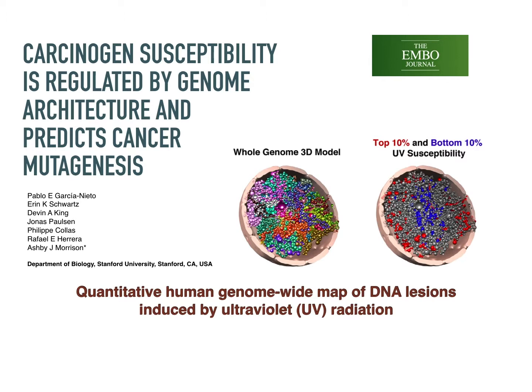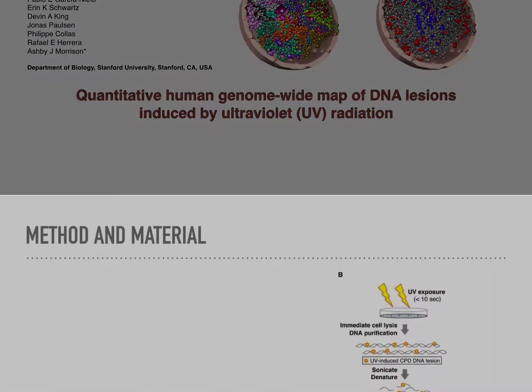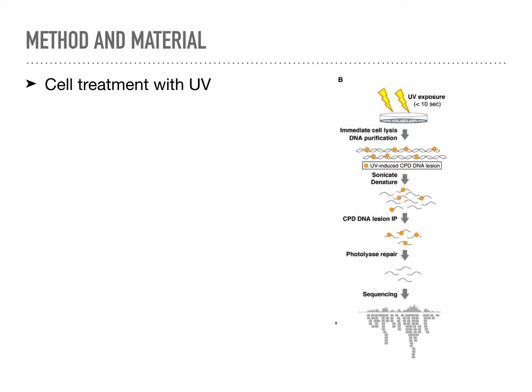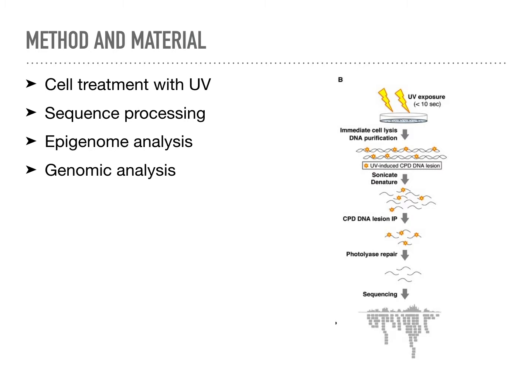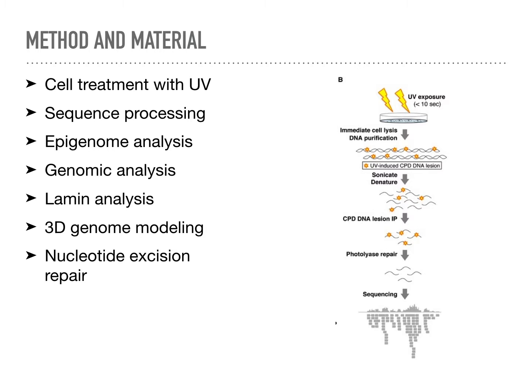lamina-associated heterochromatin and euchromatin. IMR90 primary fibroblast cells were exposed to ultraviolet radiation followed by immediate cell lysis. The DNA was then purified for immunoprecipitation processing. Following photolyase repair, genome sequencing was performed. Chromatin states were also assessed as part of the epigenetic analysis, with chromatin features including RNA abundance, DNA methylation, and 16 histone modifications. These were followed by lamin assessment, 3D genome modeling, nucleotide excision repair rate measurement, and melanoma analysis using whole genome sequencing data from 25 melanoma tumor samples.